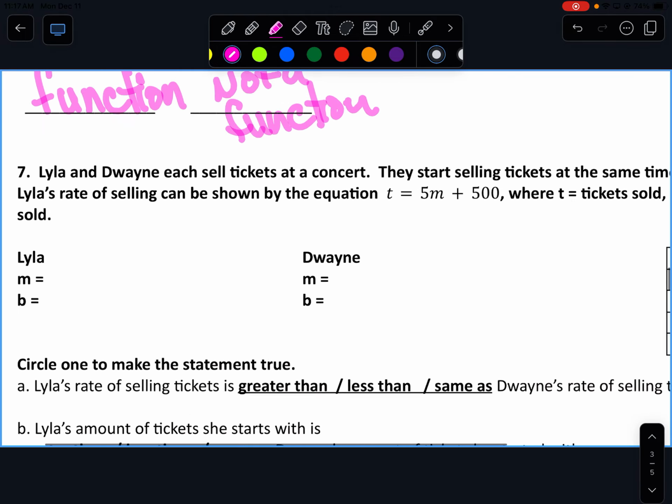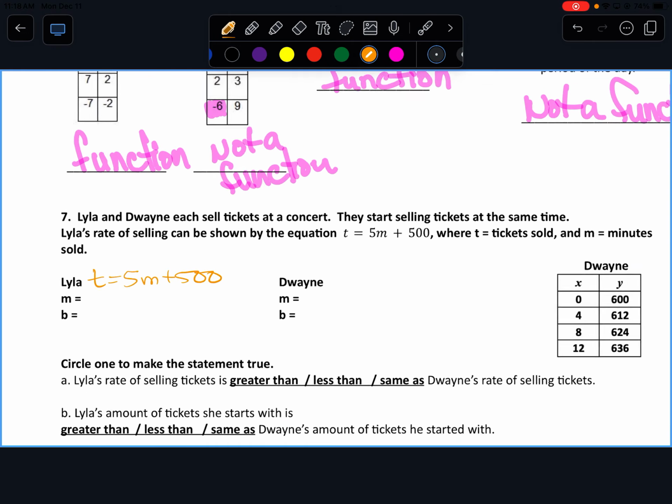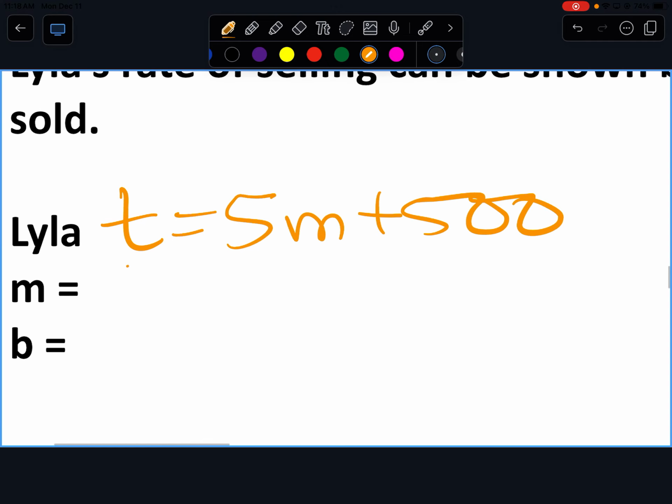Okay, Lila and Dwayne sell tickets at a concert. They start selling tickets at the same time. Lila's rate of selling can be shown by the equation. I'm going to actually write it down here. T equals 5M plus 500, where T is the tickets sold, M is the minutes sold. Okay, so what is the slope? Slope is 5, and the initial value is 500.